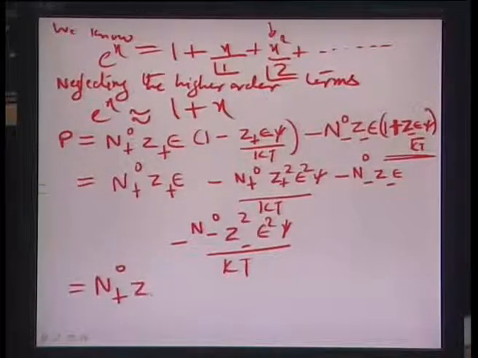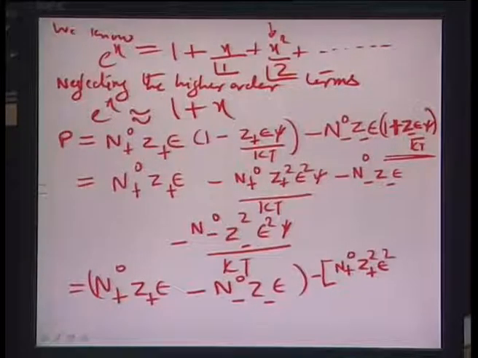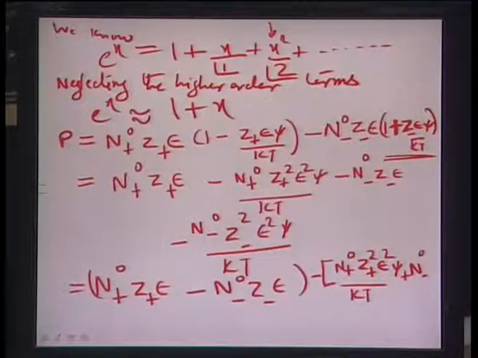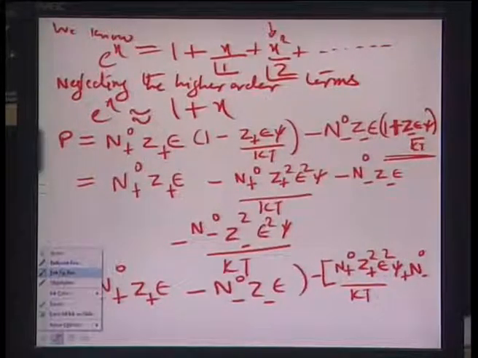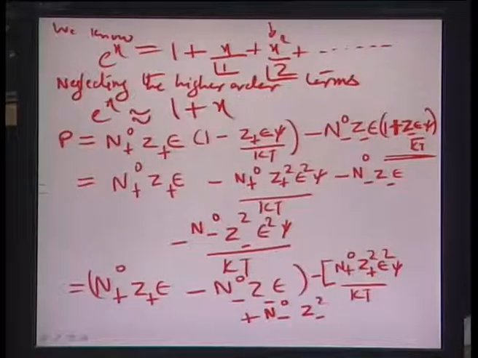So, let us just rearrange the terms that we have so far, and then we are left with n plus 0 z plus epsilon minus n minus 0 z minus epsilon as one bracket, and minus of this whole other term, n plus 0 z plus square epsilon square phi by kT, and due to space considerations, let us write the second term on the bottom here, which is plus n minus 0 z minus square epsilon square phi over kT, bracket closed.